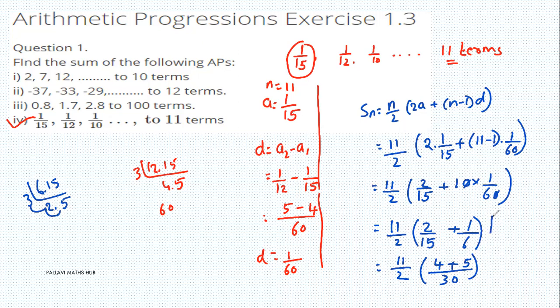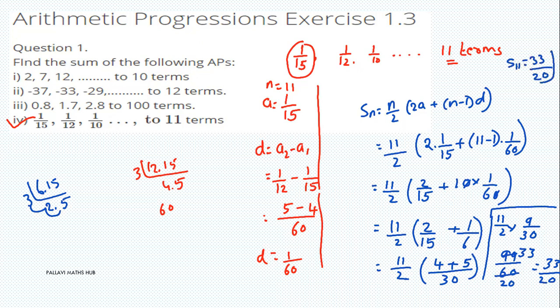In the next step, 11 by 2 into 9 by 30. Now multiply: 11 9s are 99 divided by 3 into 6, 30 is 60. 3 3s are 9, 3 2s are 6, which equals 33 divided by 20. So the sum S11 is equal to 33 by 20. So this is the final answer.